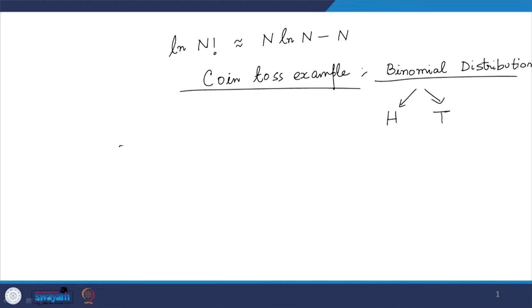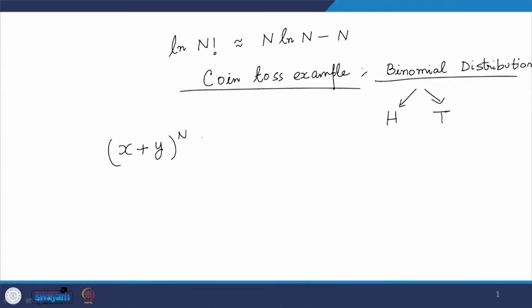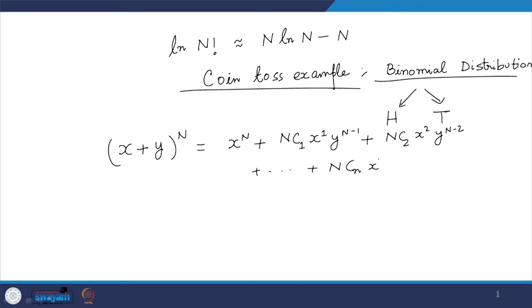And the other reason why it is called a binomial distribution is that if I am interested in finding how many heads I will have in N experiments, one way is to use this particular expansion, (x plus y) to the power N, and this of course will be x^N plus N C 1 x^1 y^(N minus 1) plus N C 2 x^2 y^(N minus 2) and so on. In general, N C n x^n y^(N minus n), and ending with y^N.